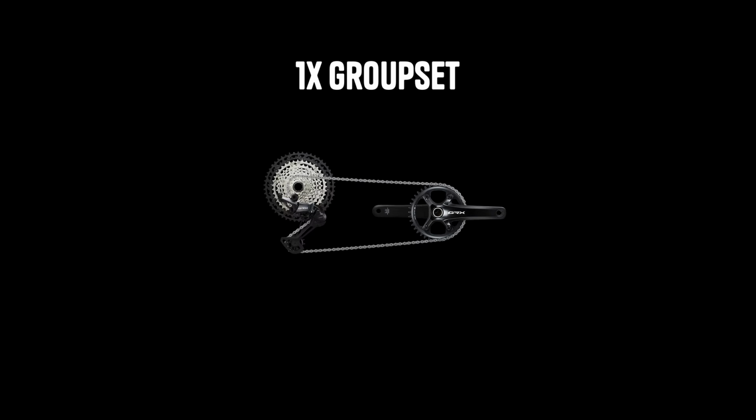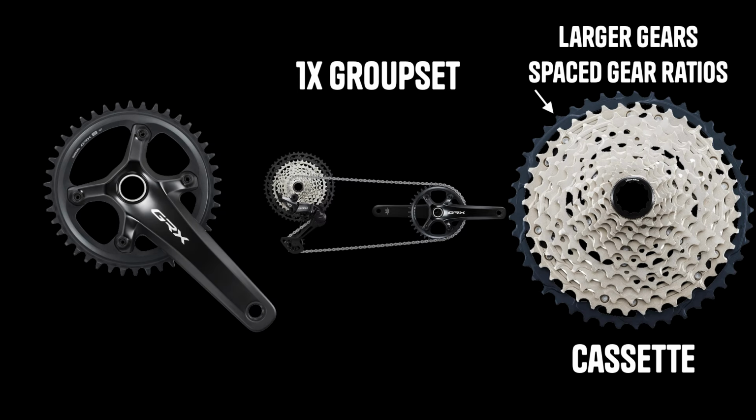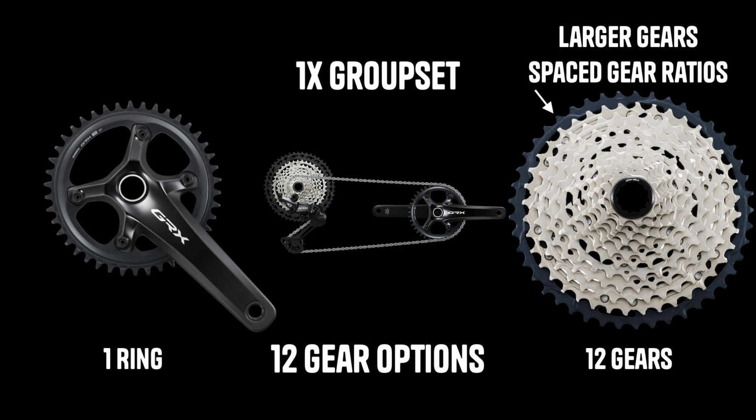This is a 1x group set. The reason it's known as a 1x group set is because the crank only has 1 chain ring. What you're going to notice on the cassette is that the gears are larger in diameter, which means that the gear ratios are spaced further apart. Because you have 1 ring up front and 12 gears in the back, this gives you 12 gear options for the 1x group set. Let's look at the impact of choosing a 2x group set versus a 1x group set.